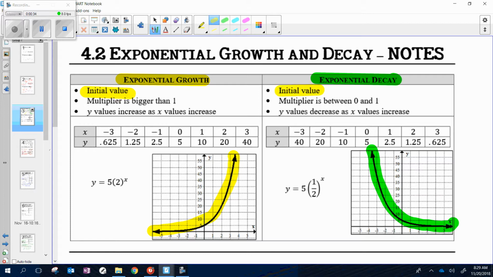Well, wait a minute, you do for decay also. You have to have a starting value, and then you multiply. Remember, it's exponential, so we're multiplying by something that is bigger than 1.